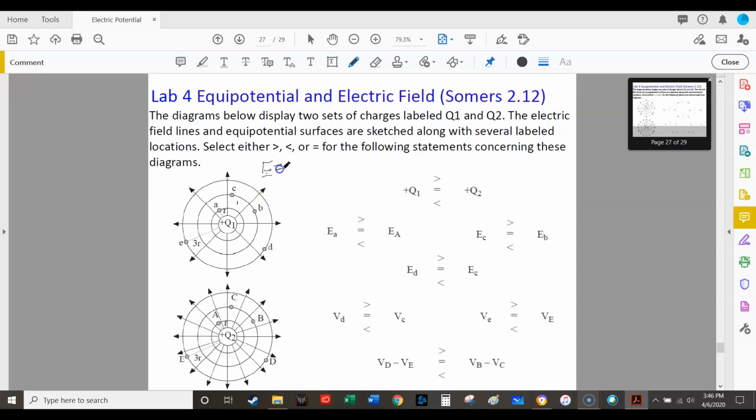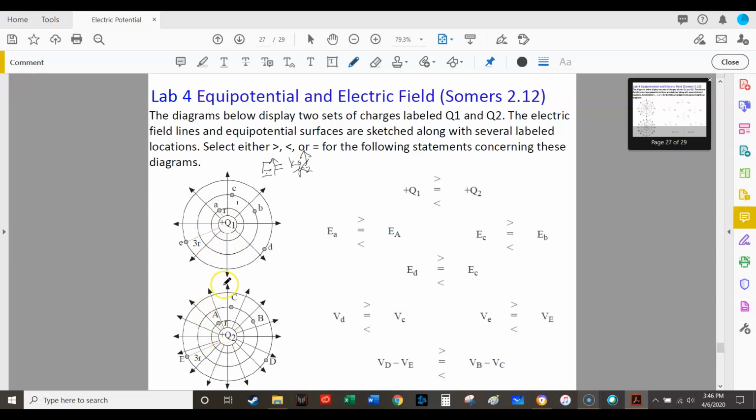So if E is equal to KQ over R squared, if Q goes up, then the electric field is going to go up, and that means you're going to have more electric field lines. Well, I'm going to count electric field lines, right? When we did the flux chapter, the amount of electric field lines is essentially the charge. So I see 1, 2, 3, 4, 5, 6, 7, 8 electric field lines here for Q1.